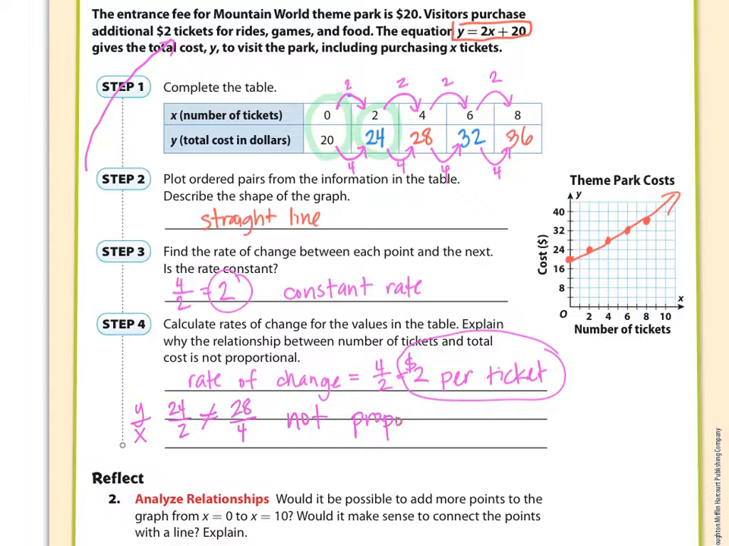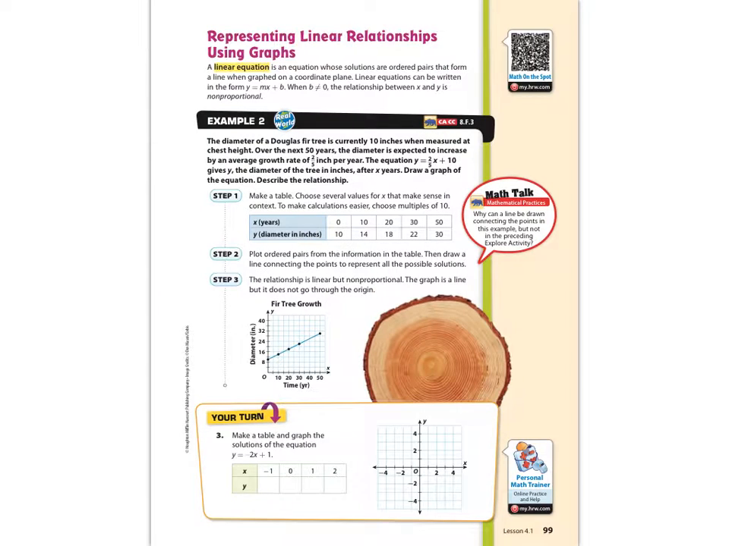What might be an easier way to show that it's not proportional is, does this thing go through the origin? So the origin is the point 0, 0. Does the graph touch the origin or go through the origin if it keeps going? And the answer is no, it doesn't. So that's another way to explain it if you want to.